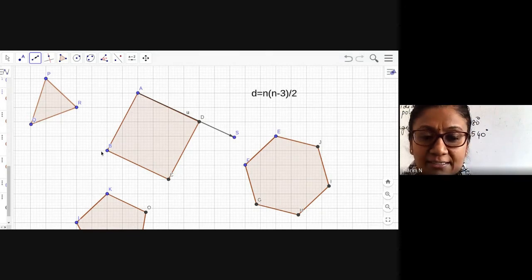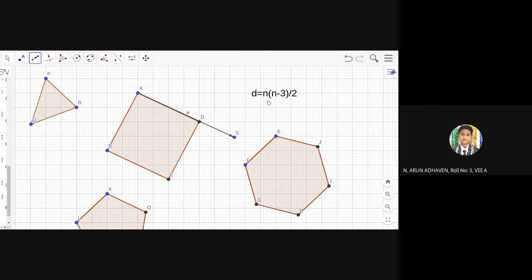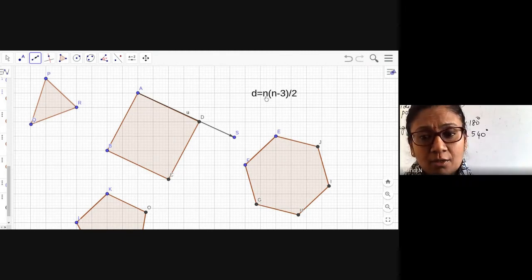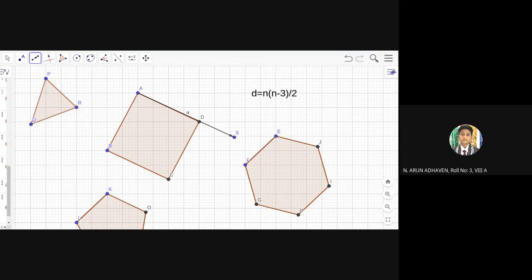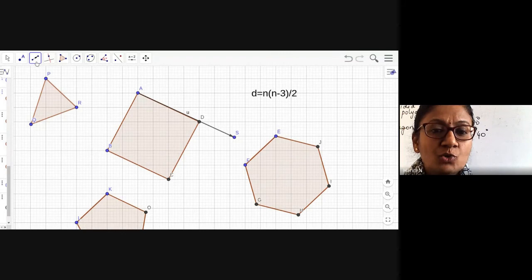How many vertices does the quadrilateral have? Ma'am, 4. So substitute 4 in the place of n. 4 into 4 minus 3 divided by 2. Ma'am, the answer will be 2. So the diagonals that you can draw will be 2 in number.